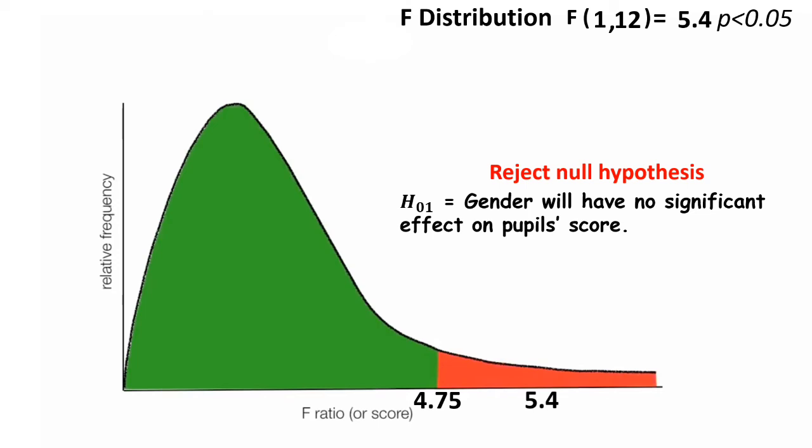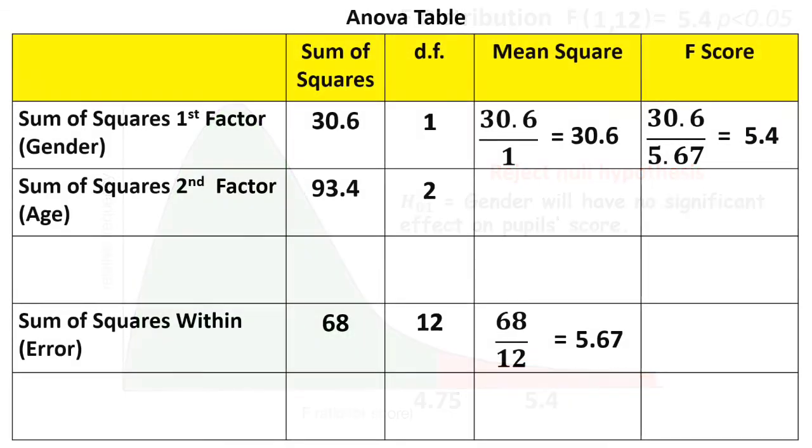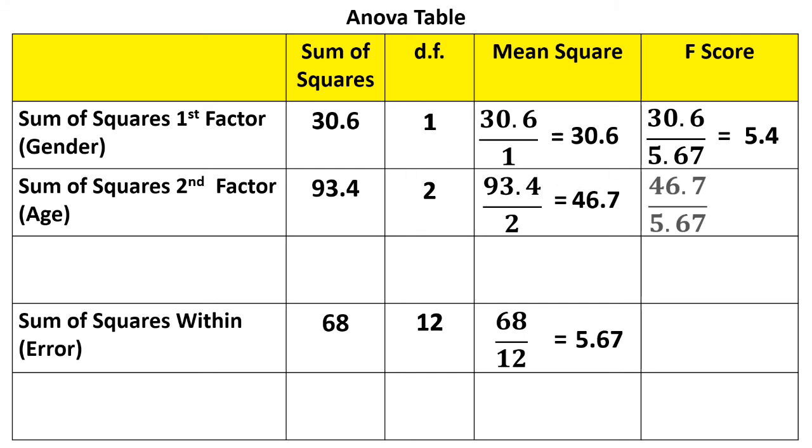Now let's calculate the F-score for the second factor, which is age. Again, the mean square is the sum of squares divided by the degrees of freedom. That is 93.4 divided by 2, and that is equal to 46.7. Now, let's calculate the F-score. That is 46.7 divided by 5.67, which is the mean square of the sum of squares within. So, 46.7 divided by 5.67 is 8.24.